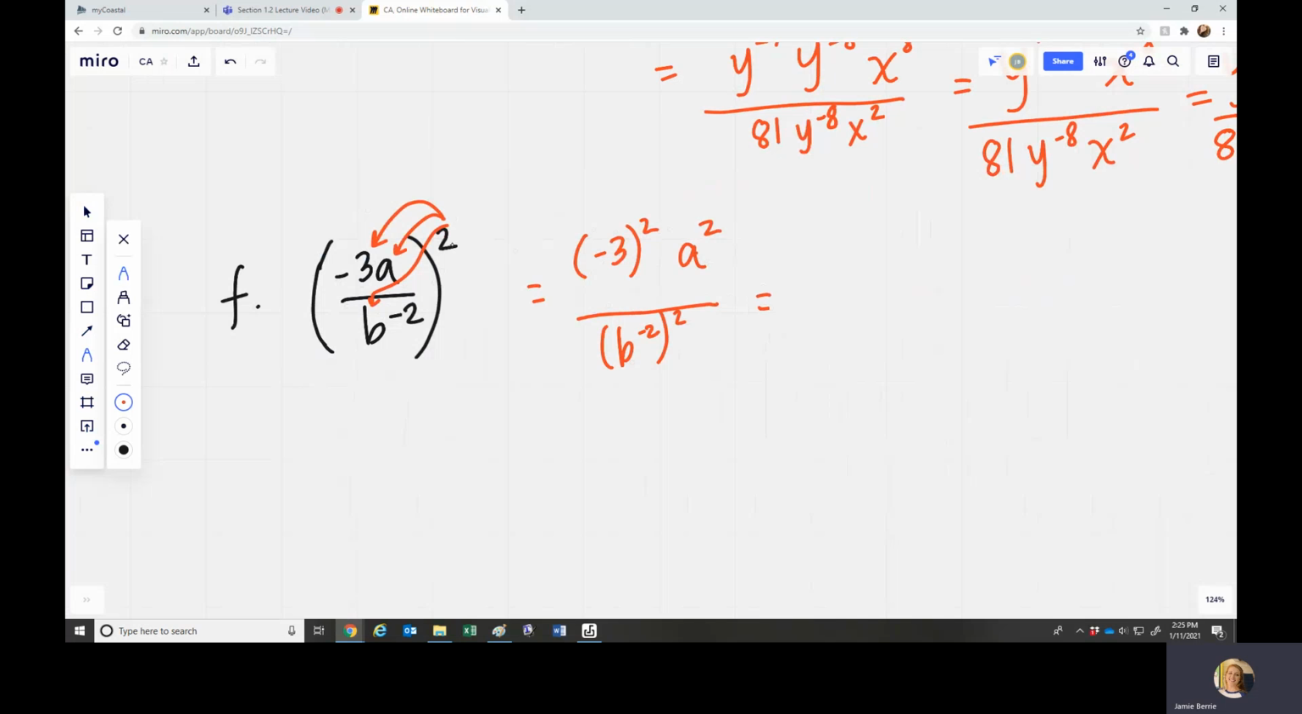Okay, so let's work on this. It's negative 3 squared, so negative 3 times negative 3 is positive 9. a squared stays a squared. Then we have a power to a power, so we're going to multiply them. We have negative 2 being raised to the second power. Negative 2 times 2 is negative 4. We've got to take care of that negative exponent, so just take this whole term and move it up to the top. That's 9a squared b to the positive 4.